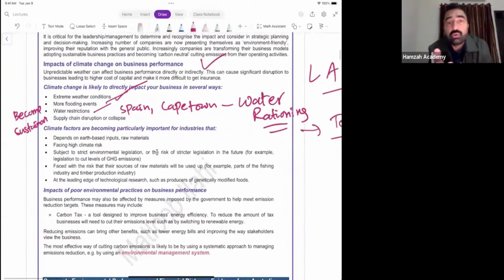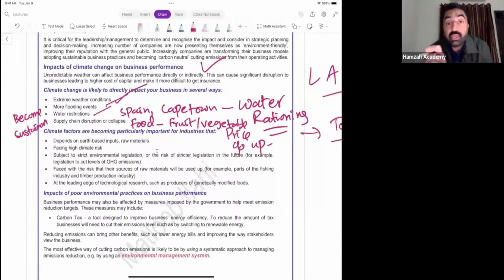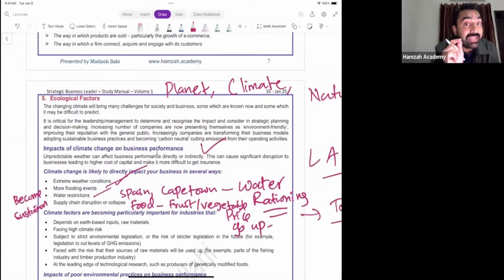Okay, and this is also affecting supply chain as well, especially when we talk about food supply chain. Imagine even in Mauritius, when there are consecutive rains for a few days, what would happen? Vegetable prices and fruit prices go up. This is a phenomenon all around the world when there are extreme weather conditions. So I hope you understand that ecological factors now are critical, key factors affecting the strategy of the organization.